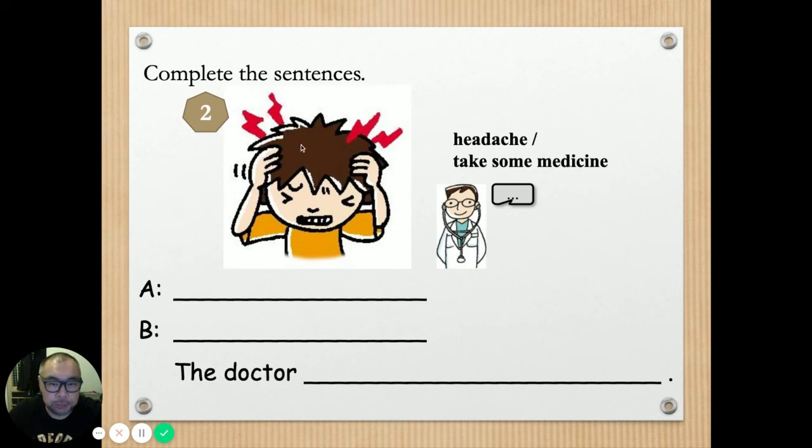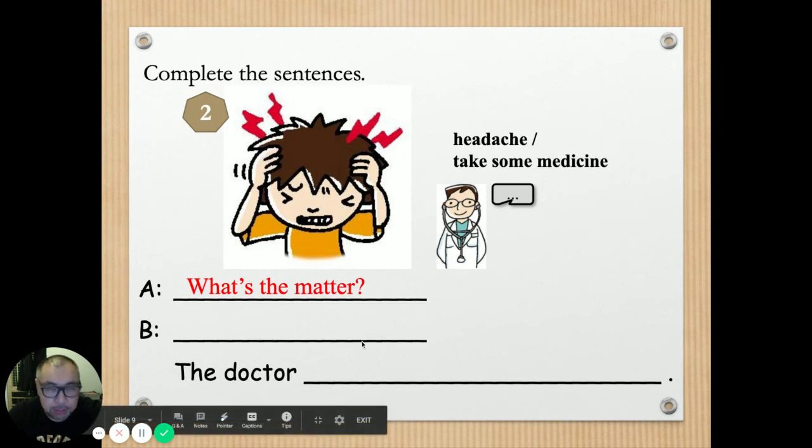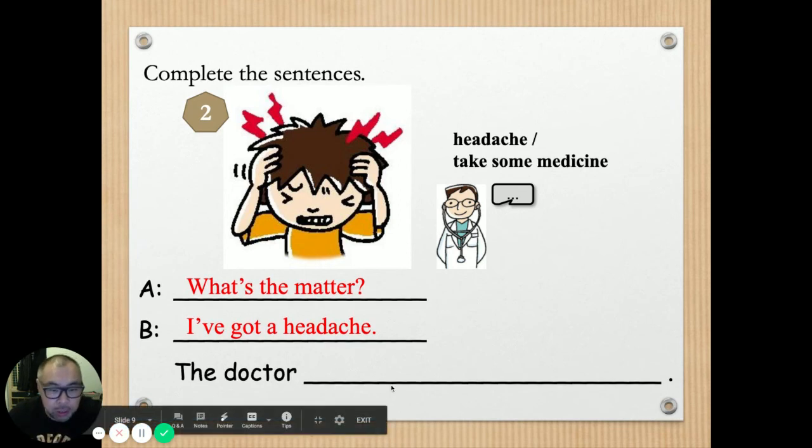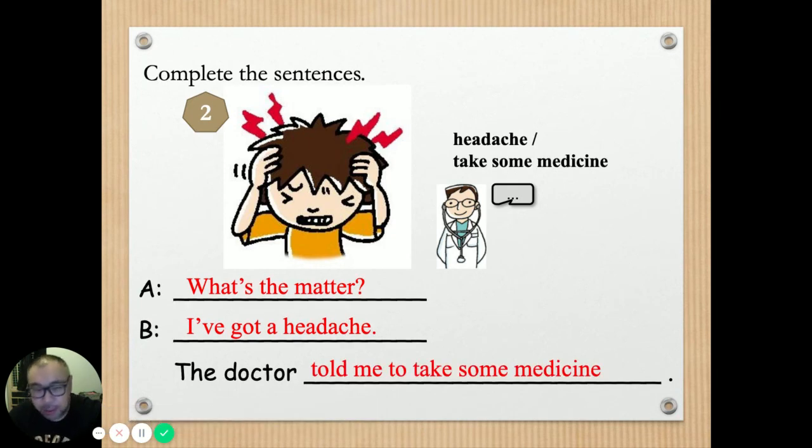The next one. Here we see a boy, headache, and the advice, take some medicine. So what does A ask first? That's right. What's the matter? And what does B say? I've got a headache. Very good. Always use I've got. And the doctor, use past tense. The doctor blank. The doctor told me to take some medicine. Very good.